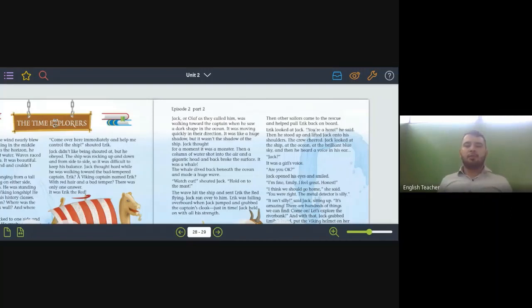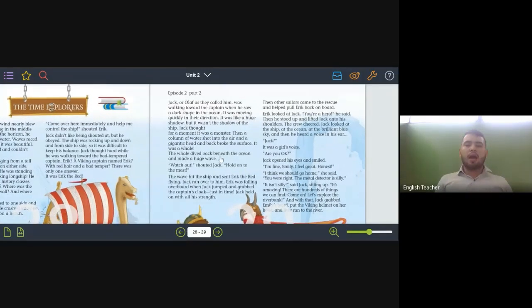Okay, so episode two, part two. It says: Jack, or Olaf, as they called him, was walking toward the captain when he saw a dark shape in the ocean. It was moving quickly in their direction. It was like a huge shadow, but it wasn't the shadow of the ship. Jack thought for a moment it was a monster. Then a column of water shot into the air, and a gigantic head and back broke the surface. It was a whale. The whale dived back beneath the ocean and made a huge wave.